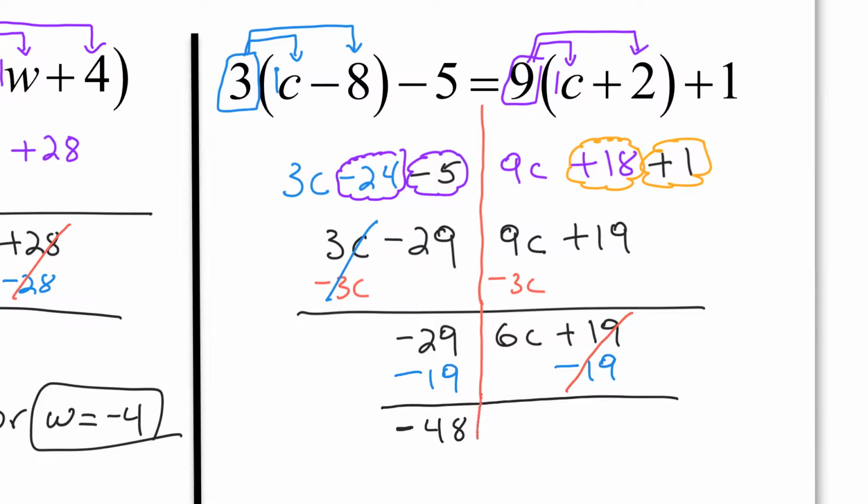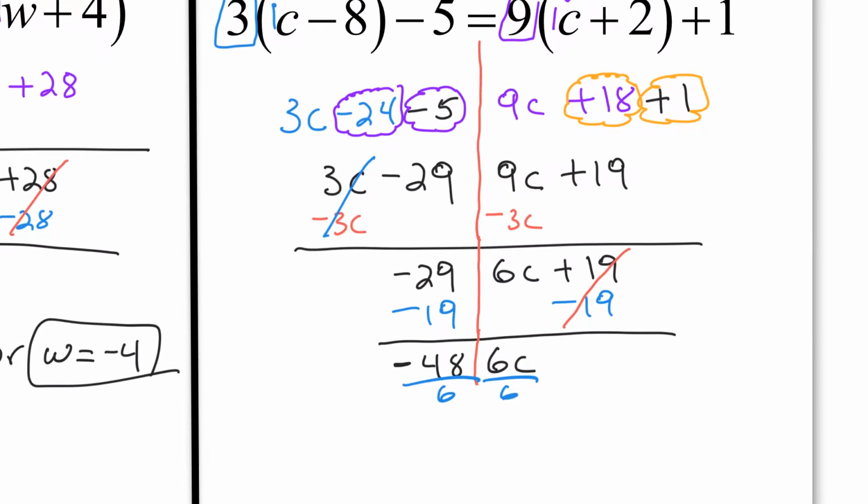Let me just bring this one down. 6c on the right side. And moving on to step number 3, you isolate the variable. So I am going to divide by 6 here. Divide by 6 over here. Let me just move this a little bit up. And you guys are going to have negative 8.